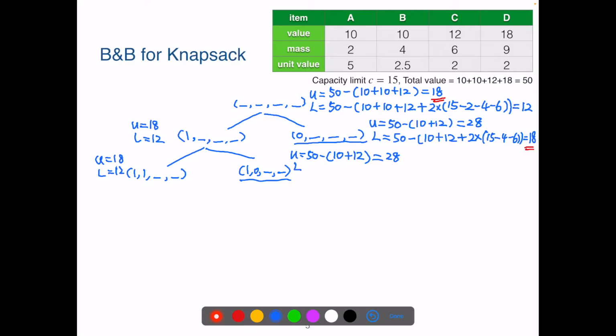For the lower bound, we use the greedy fractional algorithm. 50 minus, so we take the entire A, we take the entire C, and we take part of D. So that's the unit value of D, and see how much capacity we have left. So 15 is the capacity limit minus A's mass and C's mass. Okay, so this will give us 14.